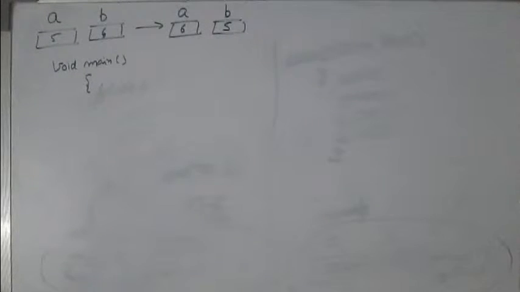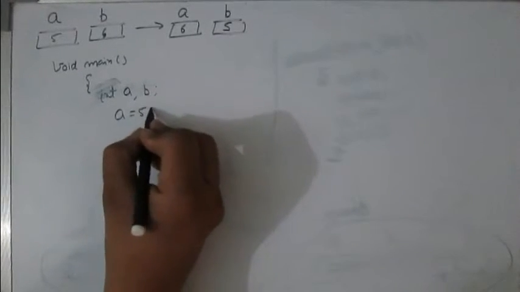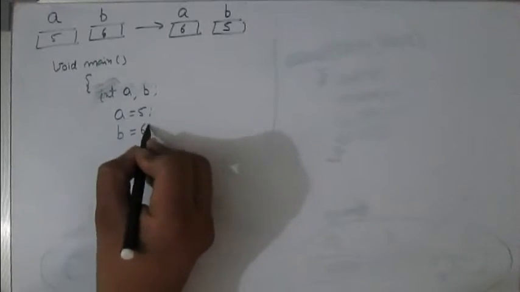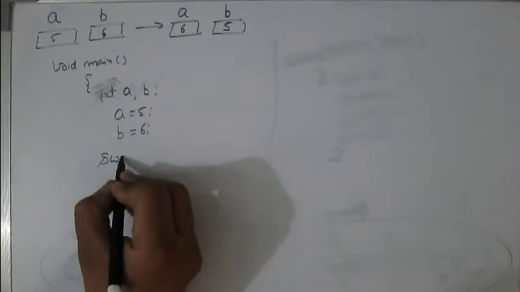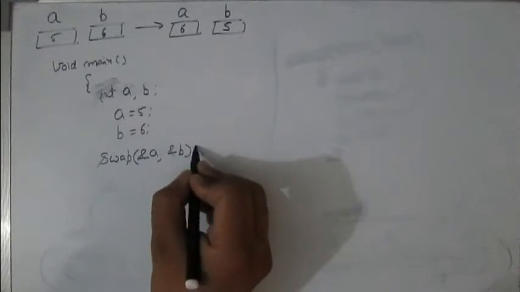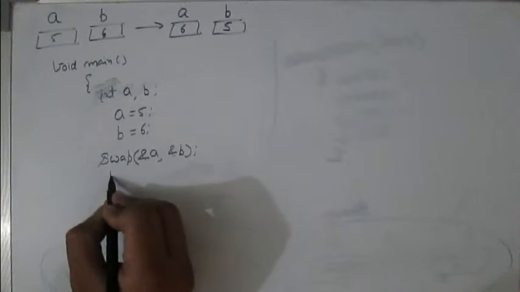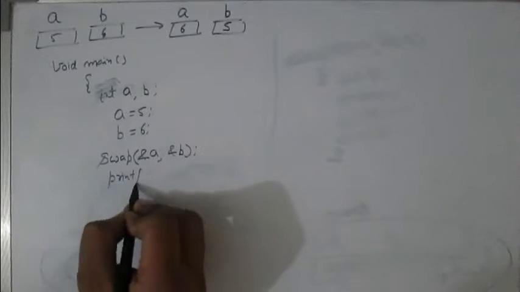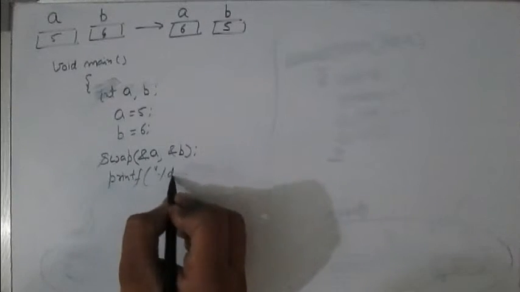Now let us modify this program by using pointers. Let us take the same example. Int A, int B, A equal to 5, B equal to 6, calling the swap function. This time, instead of passing the values of A and B, let us pass the address of A and the address of B. After the call of the function, we will expect that the values are swapped. So let us print the values.